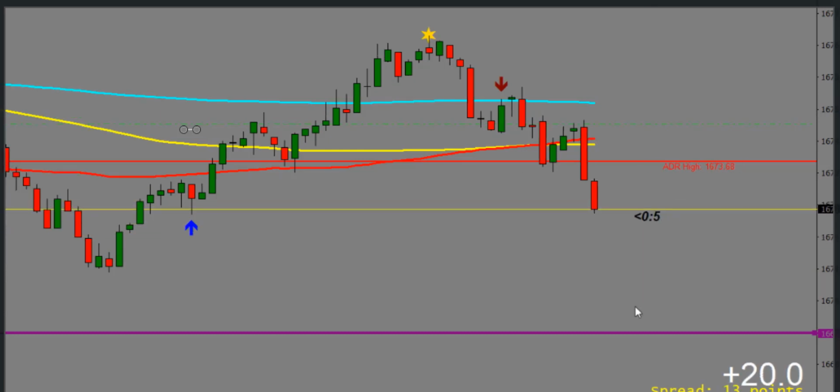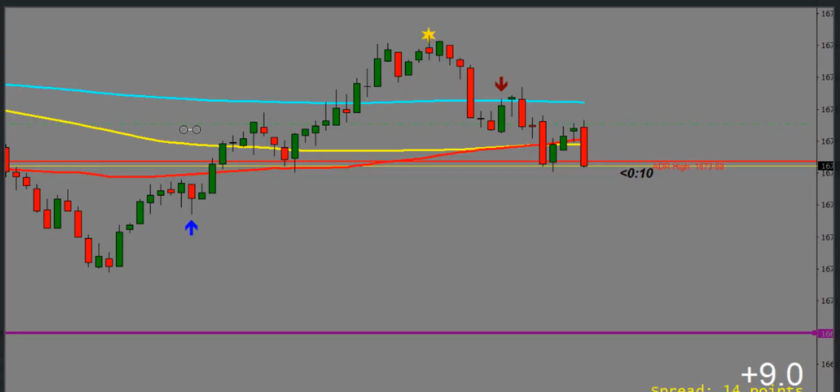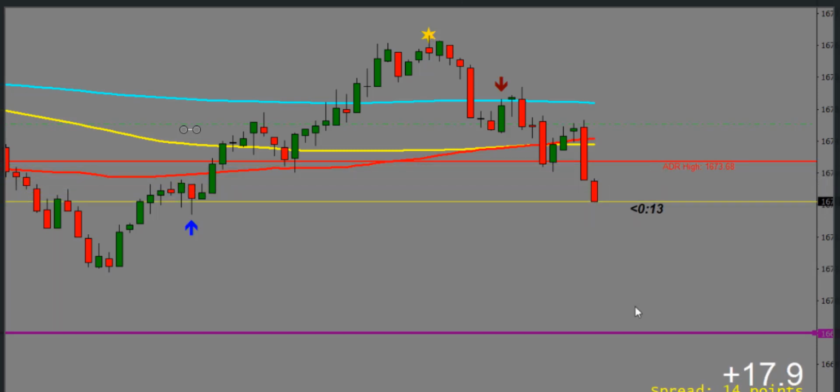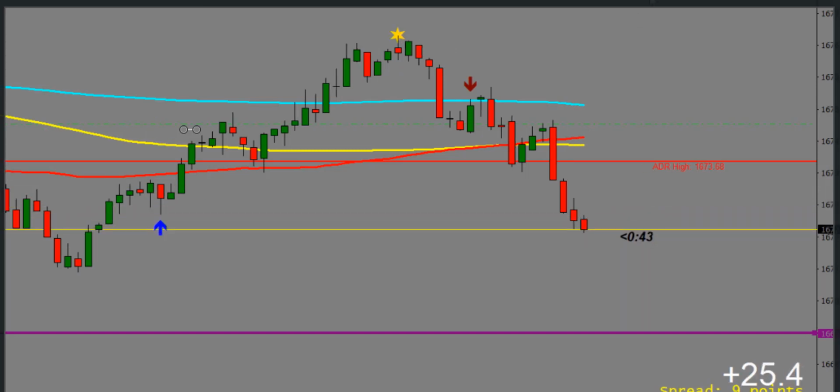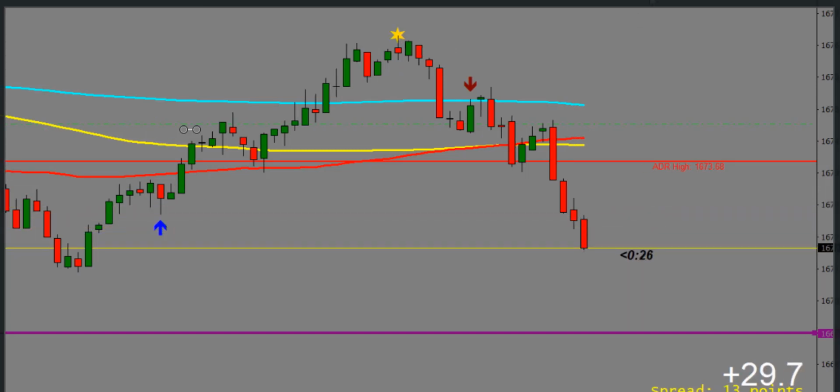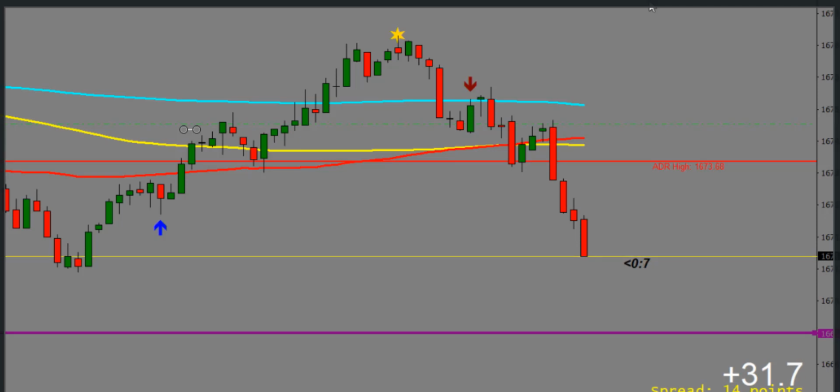I'm just running the tape. When I entered and told y'all about it, I was already up 8 pips, and it wasn't long before we ended up capturing 20 pips, got it. 30 pips, got it. And if you're holding this trade, you're still in it. So guys, get with this system. It works. Peace.